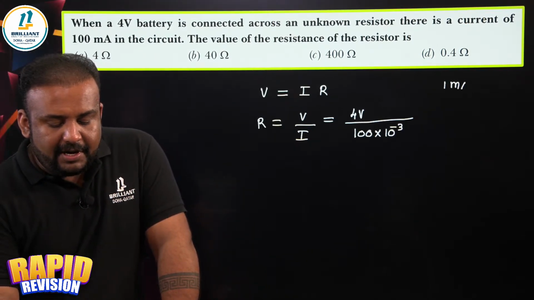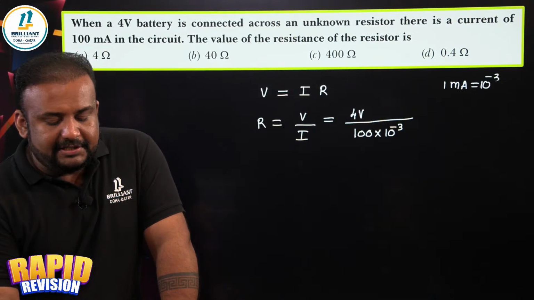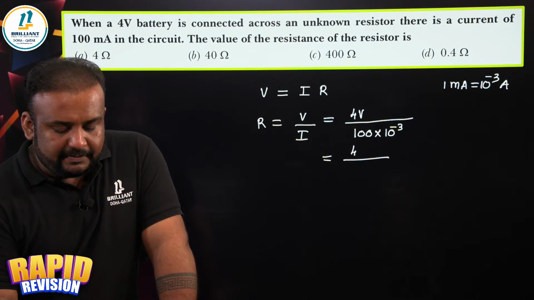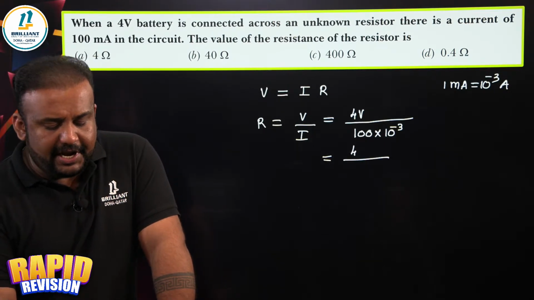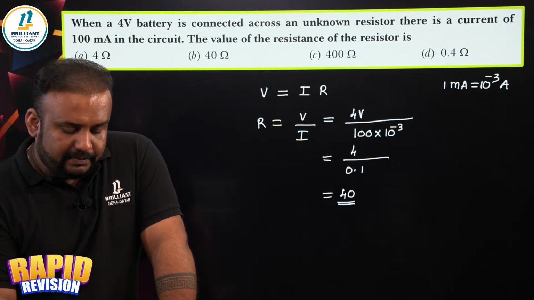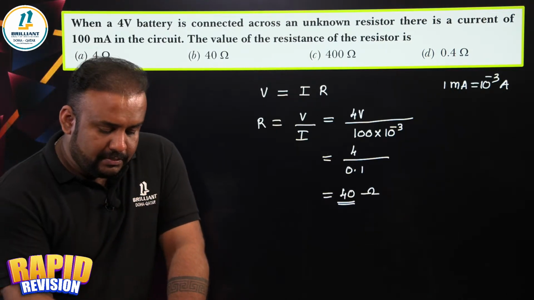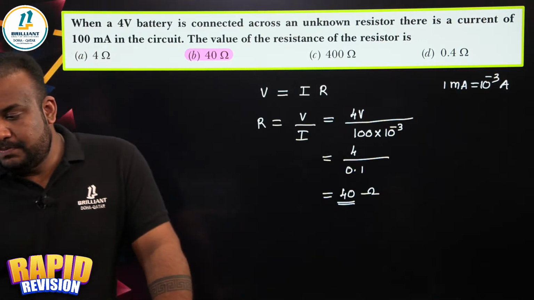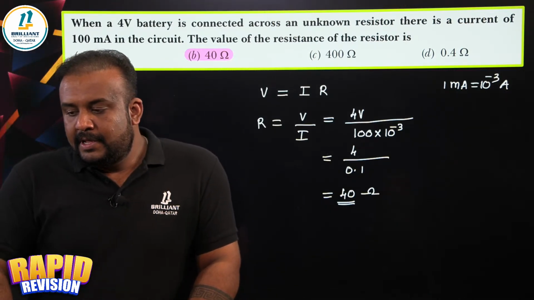Milliampere is 10 raised to minus 3 ampere, right? 1 milliampere is equal to 10 raised to minus 3 ampere. So we get 4 divided by 100 into 10 raised to minus 3. So that will be 0.1. This will be 40. So the value of the resistance is 40 ohm. Is that clear?